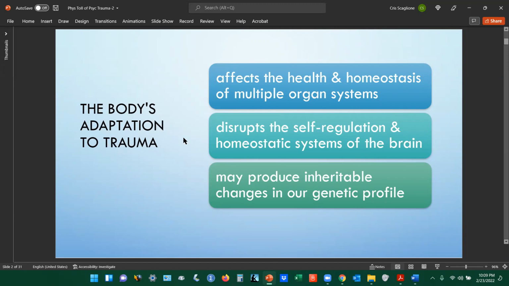Because it is a trauma that is usually a sudden, potentially life-threatening situation, the resources that are called up are going to necessarily disrupt the normal self-regulation or homeostasis of all of these systems, including the homeostasis of the brain. We've also learned that the body's response to trauma can also produce inherited changes in our genetic profiles.